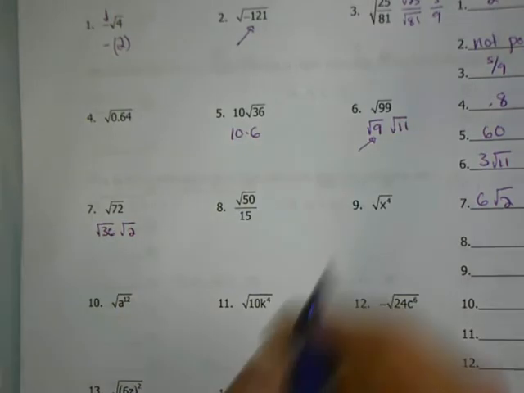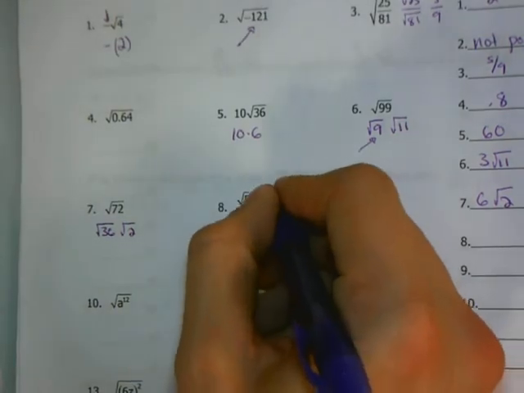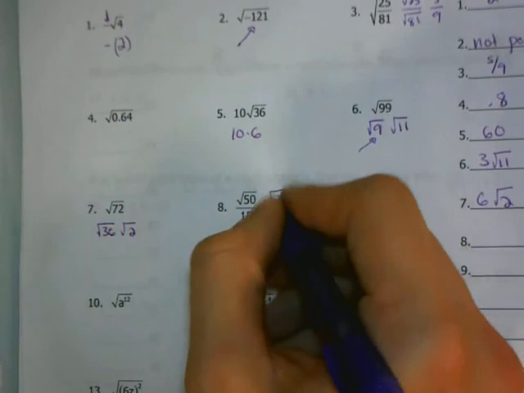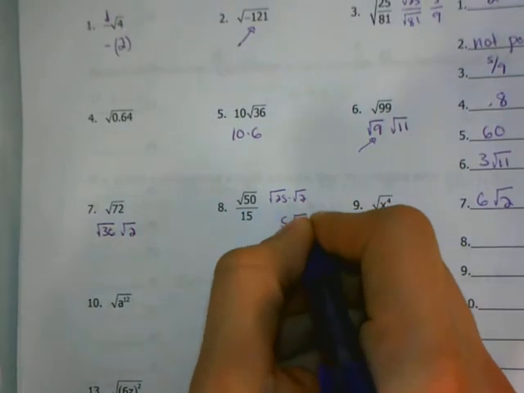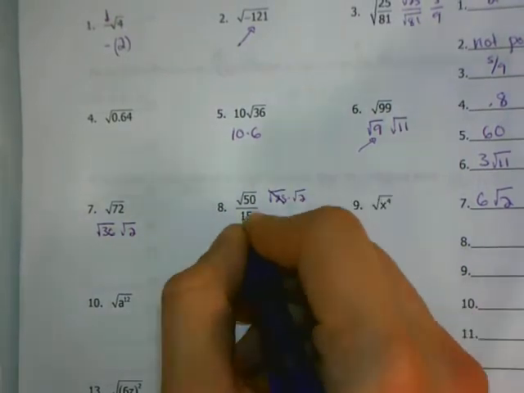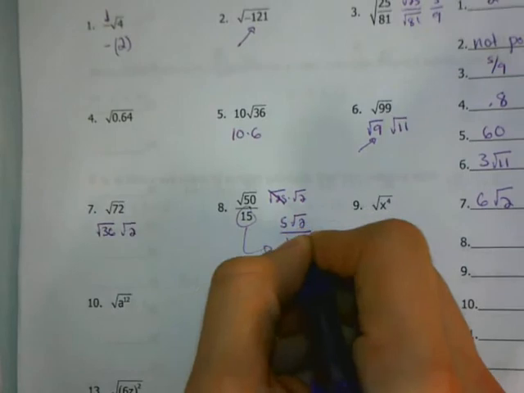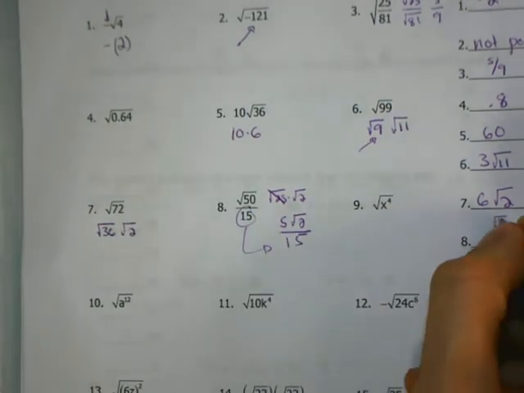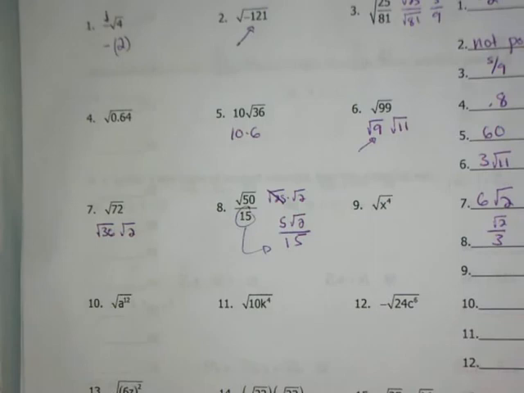Number 8, I'm going to reduce the top. I'm going to go square root of 25 times the square root of 2. Square root of 25 is 5. It's still over 15. I can reduce the 5 and 15 to 1 and 3. So I'll get the square root of 2 over 3.